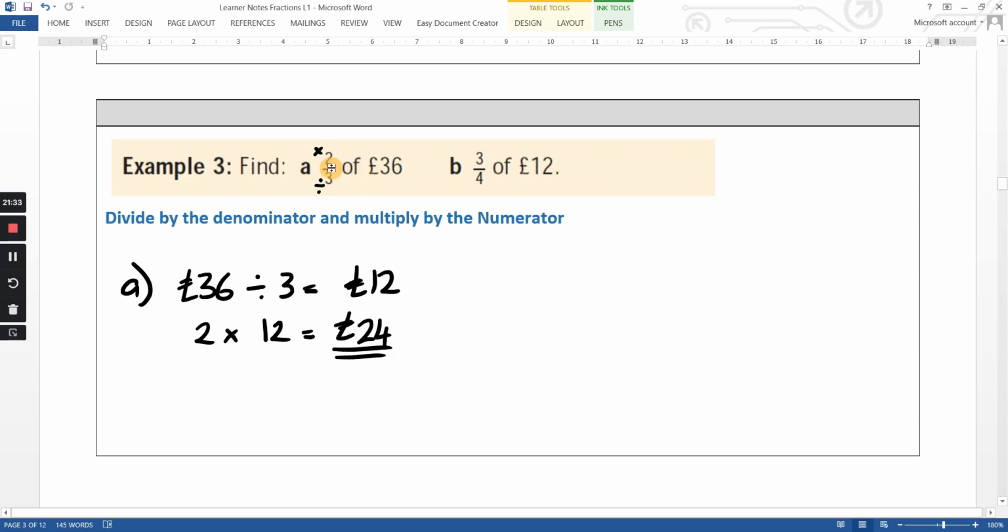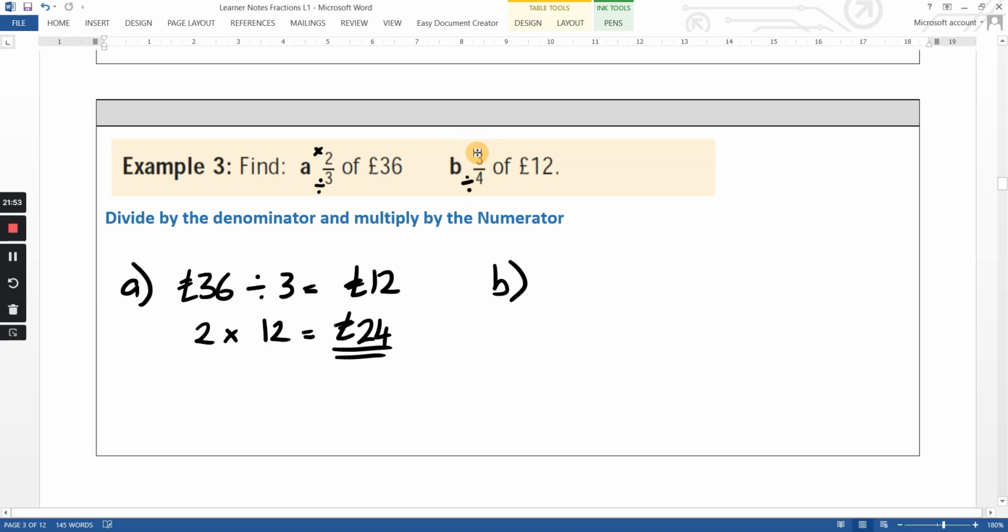If I started doing 2 times 36, that's going to give me 72, and then divide by 3. Yeah, probably would get my answer eventually, but it's a little bit trickier. See how I did this in my head very easily with division first and then multiplication. It just makes your life a lot easier as well, hopefully.